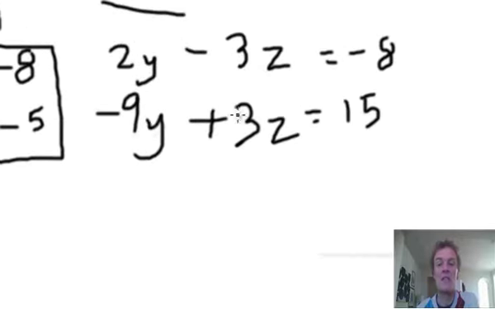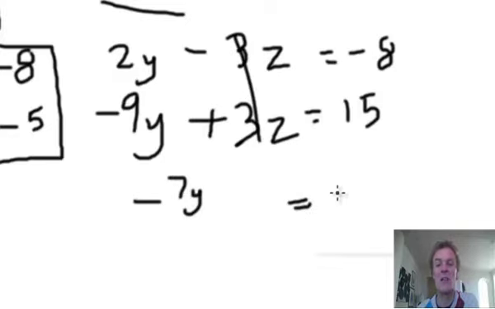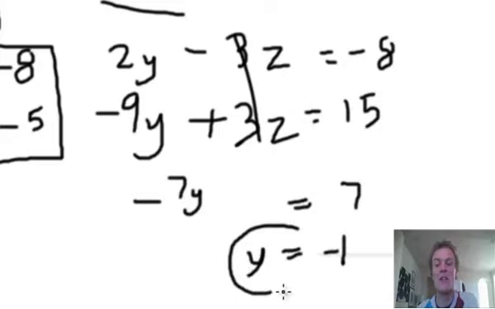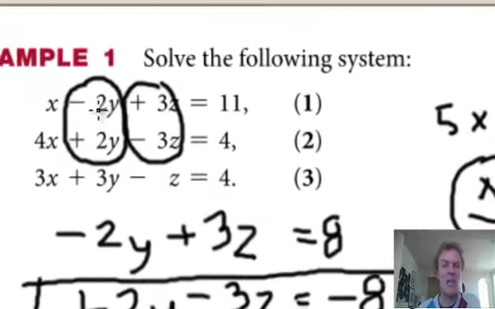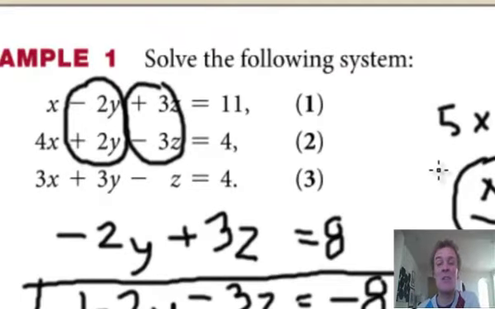Okay, let's add these together. So, -7y, these cancel, equals 7. Great, y equals -1. So I've already found out another letter. Okay, maybe I just put it back into, doesn't matter what you put it back into. x is 3, I'll use this equation here.